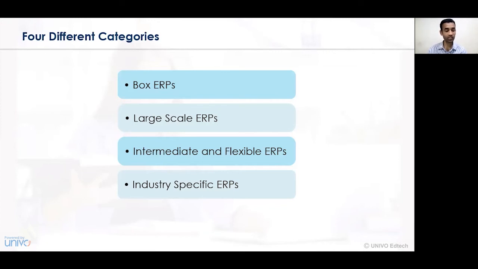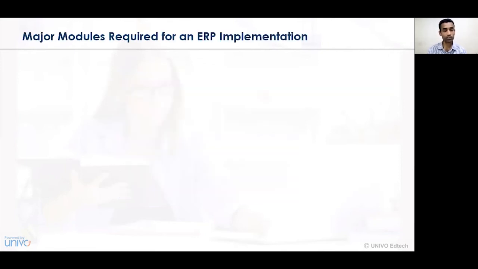So organizations, depending on their business size, scale, consideration, value, or the activities that have been conducted, can implement any one of those particular categories, and accordingly, the implementation of ERP, that is enterprise resource planning, can be undertaken. Now let's understand what are the major modules that are required for an ERP implementation.